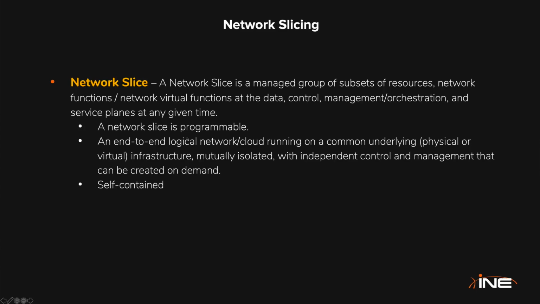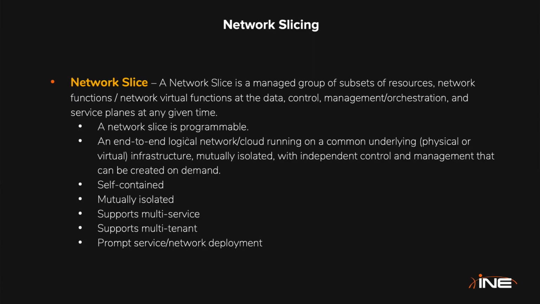It is self-contained, basically completely isolated from other customers. You would never have one network slice of one customer having interaction with another network slice of another customer. Yes, you can still have communication between network slices, which is called slice stitching. So completely isolated, supports multi-service, supports multi-tenant, and also has prompt service and network deployment.